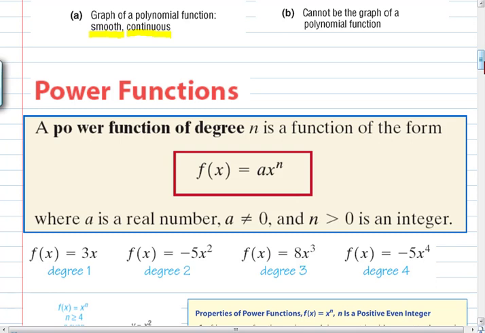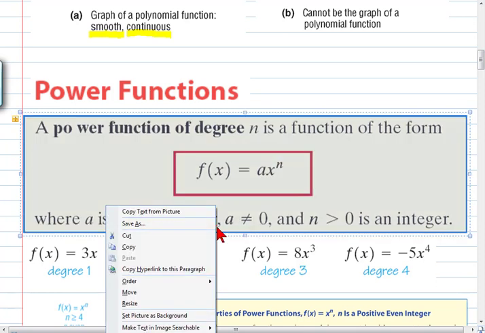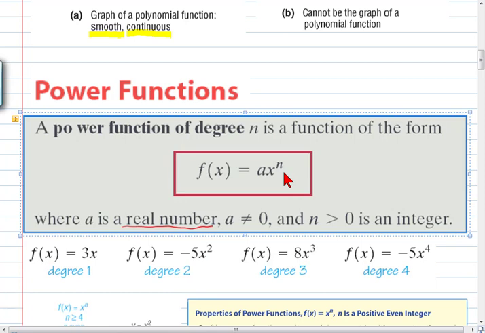Next, we're going to talk about power functions. A power function of degree n is a function of the form f of x equals a constant times x raised to a power. A can be any real number, positive or negative. It just cannot be 0. And your exponent here cannot be negative. This has to be a polynomial function. It has to fit the criteria of a polynomial function.